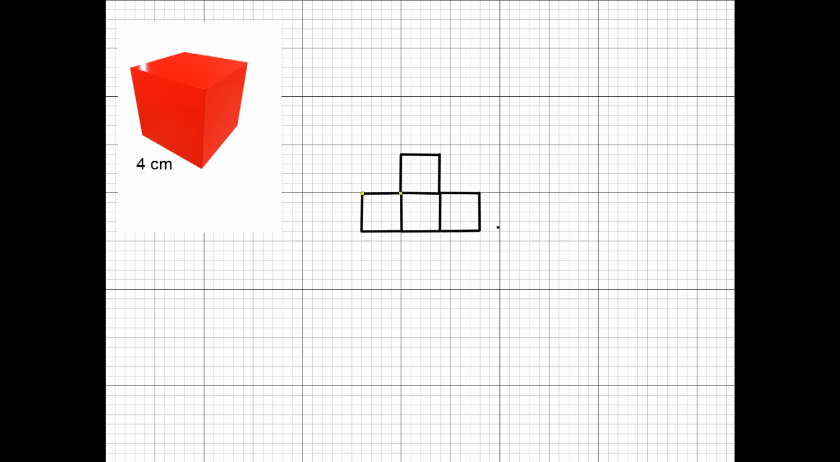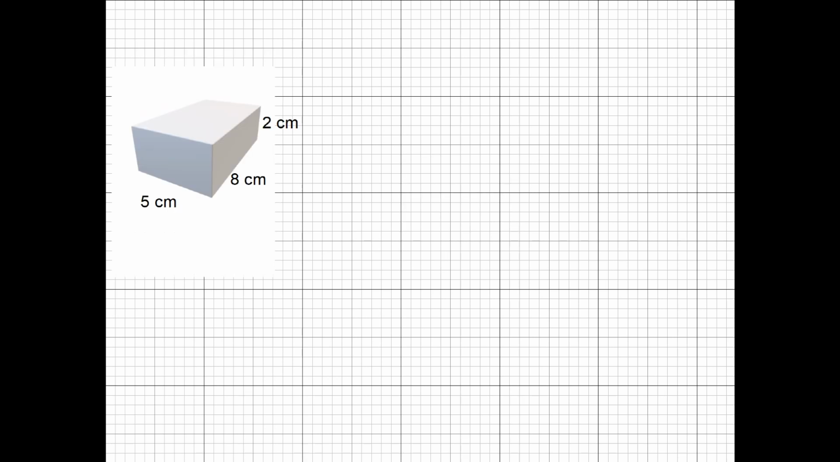You want to try and be as neat as you can. Like that. 2, 3, 4. And that will be the net of your cube. You may be asked to draw the net of a cuboid, like this one.